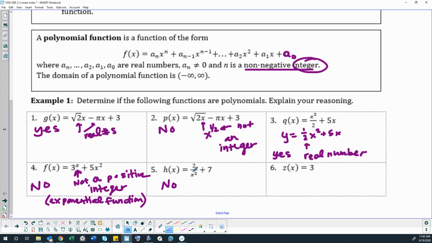Exactly. Okay, so back to number 5. Number 5 is no. If you want to understand this a little better, when it's in the denominator like this, we could rewrite that as a negative exponent. So this is not a positive integer. It's a negative integer, so it's not a polynomial. Number 6.